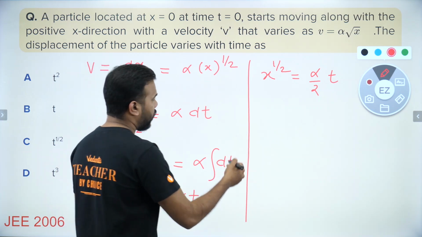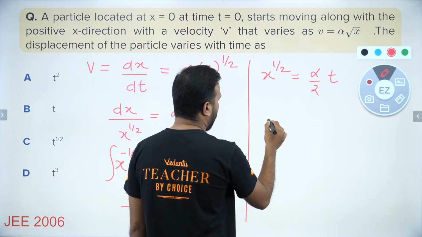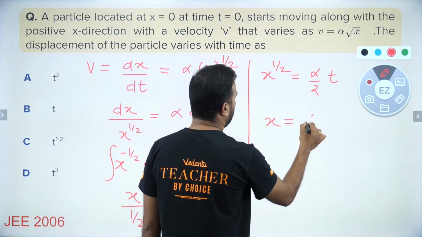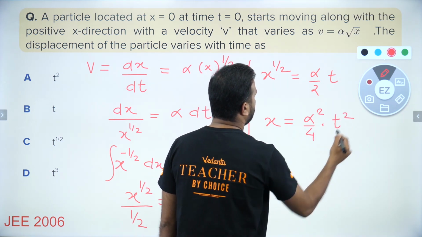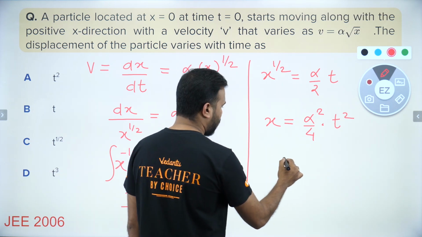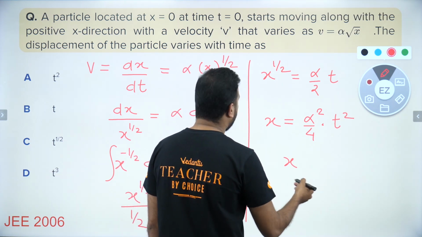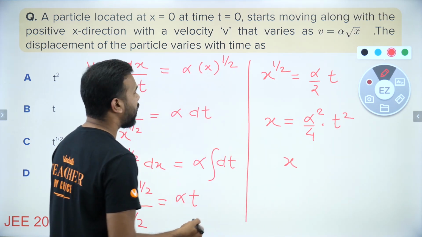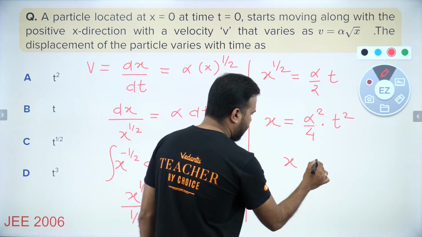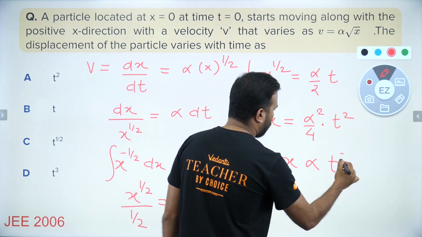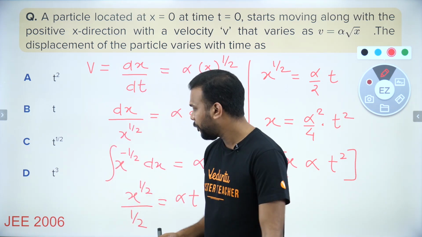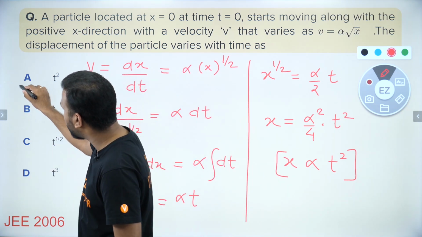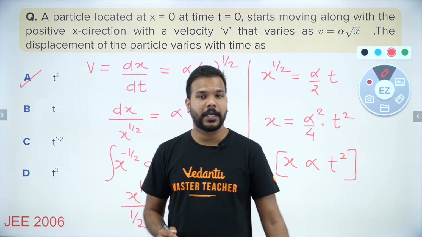Okay, so let's square the equation. We have x is equal to alpha square by 4 times t square, and the question is asking us for the proportionality. So the x, or you can say the displacement of the body, is directly proportional to t square. Okay, very simply we got the answer. That means the correct answer to this question is option A, a question which came in 2006.